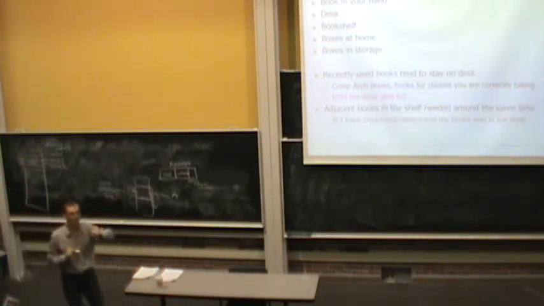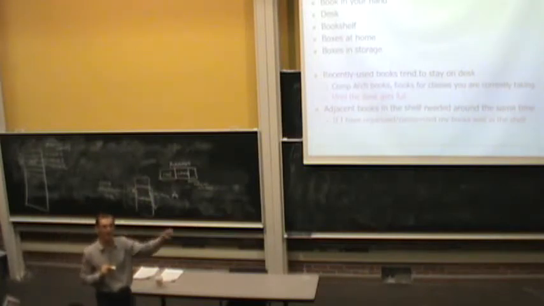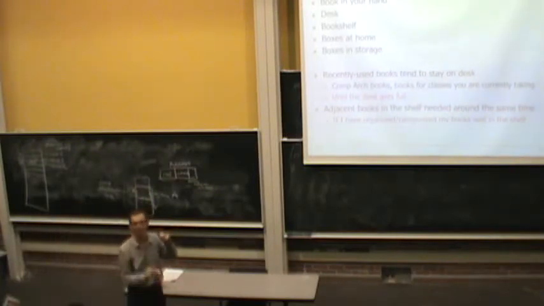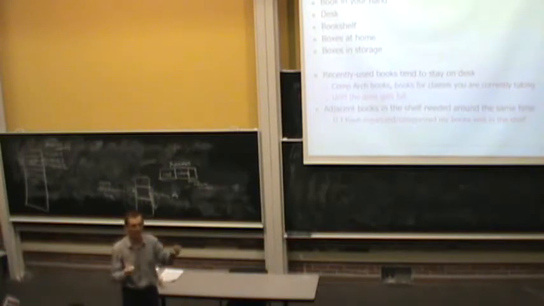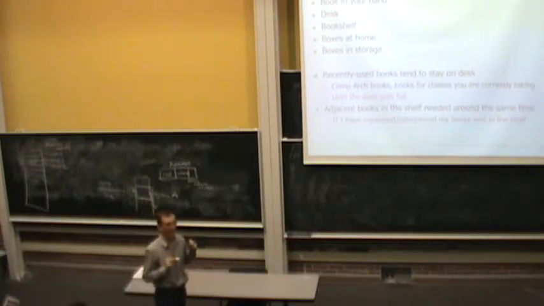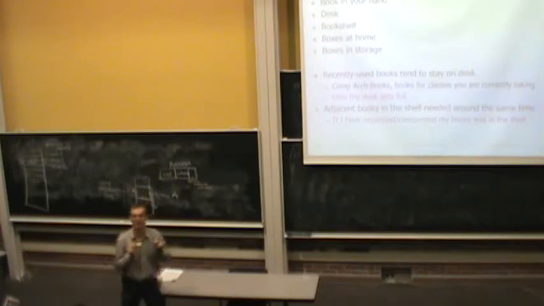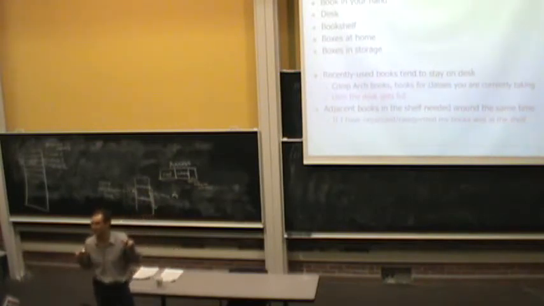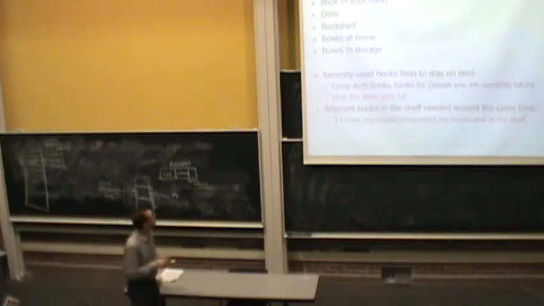Remember the row major versus column major access? If you're always doing row major traversals in your matrix, you'd better store that matrix in row major order. Because if you store that in column major order, then you don't have any spatial locality. Make sense? Okay.